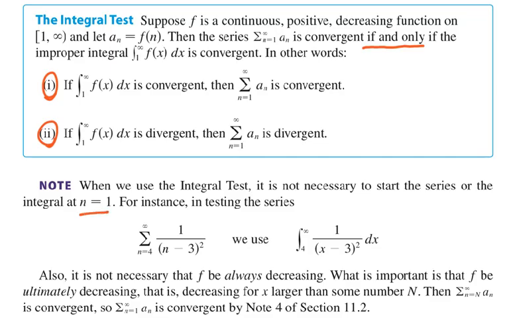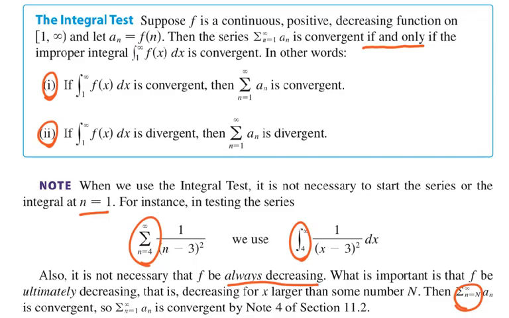It doesn't always have to start at n equals 1. Notice this summation starts at n equals 4, so our integral starts at 4. Also, it's not necessary that f always be decreasing. What is important is that f is ultimately decreasing. That means it's decreasing from some larger number n, and that's generally when we use that partial summation. So then when the summation is convergent, then the whole sum is convergent by note 4 of section 11.2.